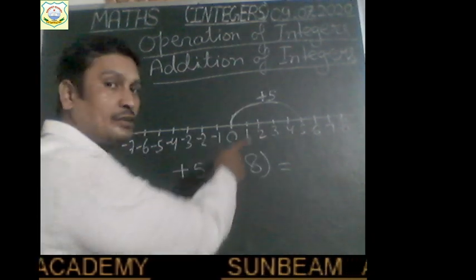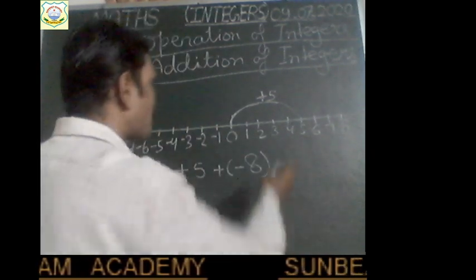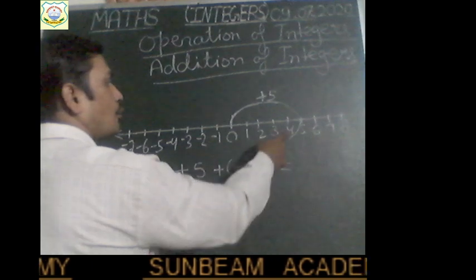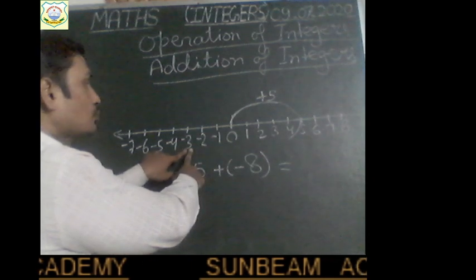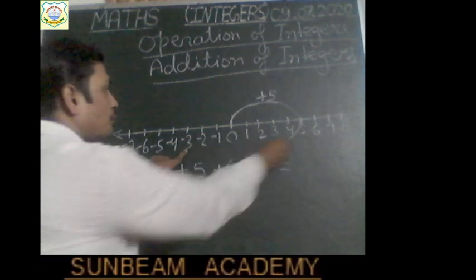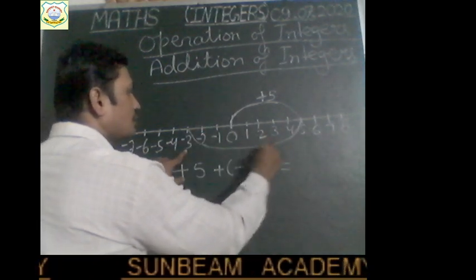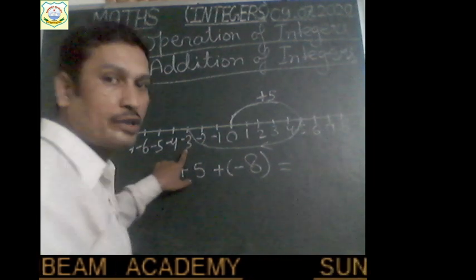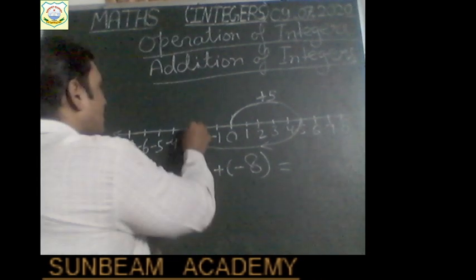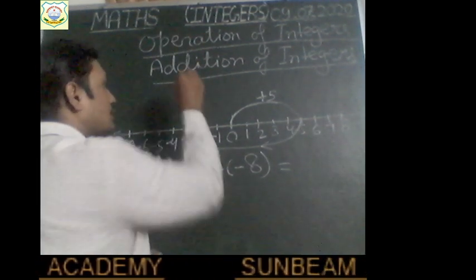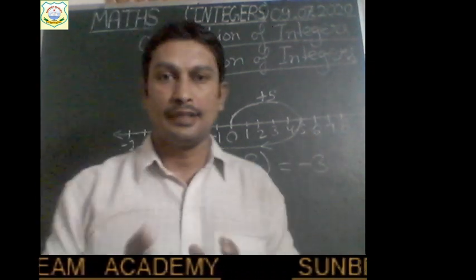So for positive direction, I am moving upside. For negative direction, I will be moving downside. So from +5, 8 steps. 1, 2, 3, 4, 5, 6, 7, 8. Count it. You have reached -3. Right? So from 5, move to -3, the direction from 5 towards -3. Okay. So you have to show the direction. Don't forget it. So at last, what do you get? Minus 3. So here you write minus 3. And this is the answer.